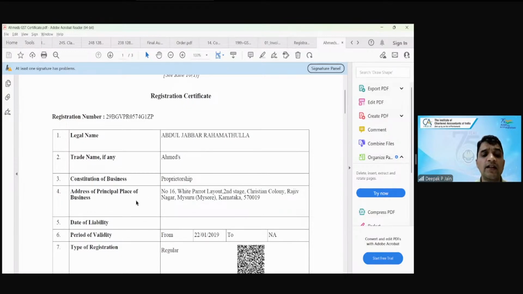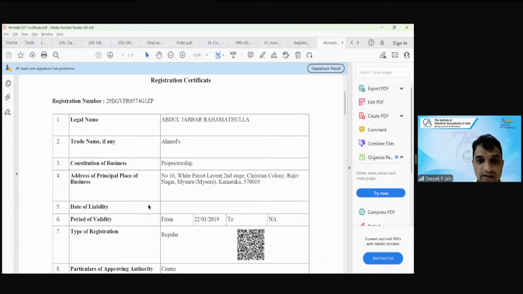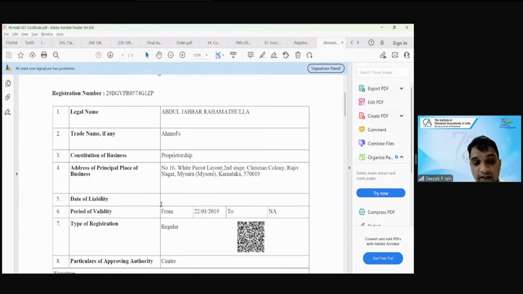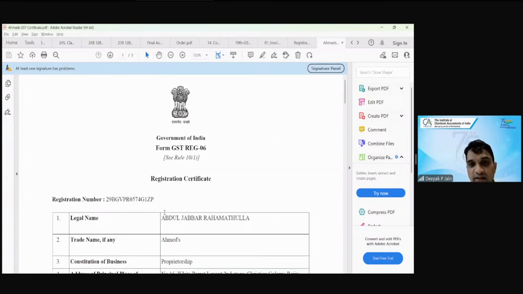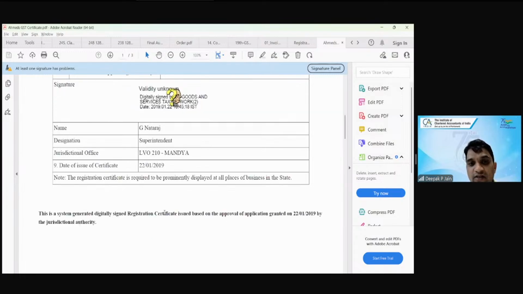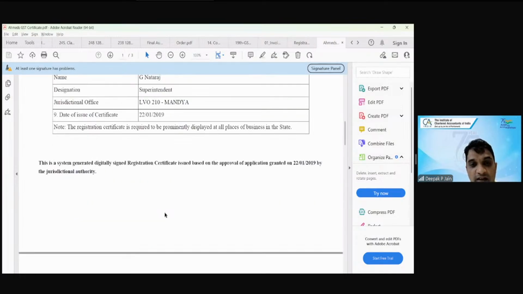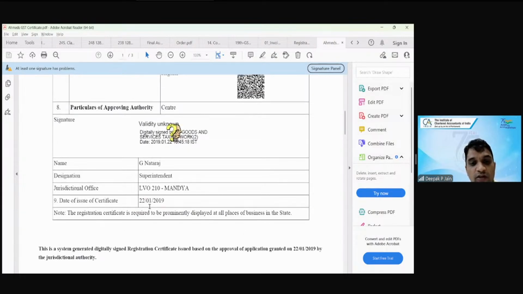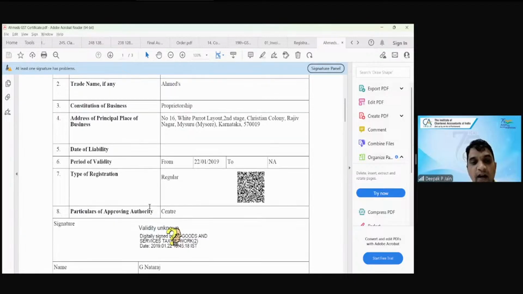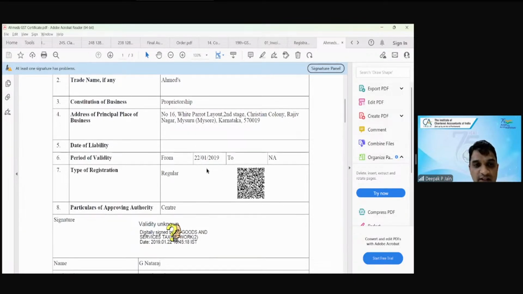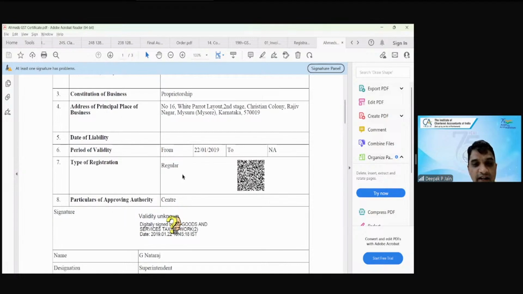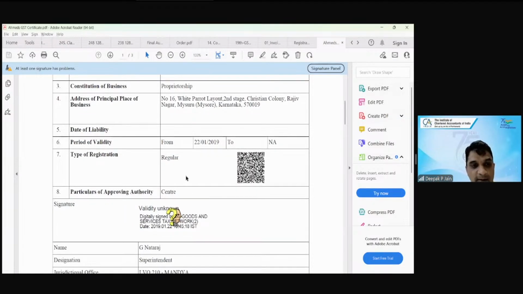That will appear. Then the address of principal place of the business, date of liability and period of liability. So here in this case, both are the same. So date of liability and period of liability is 22nd January. So when did he get the registration certificate? He had got it issued on 22nd, right? And the period of validity is also on 22nd because this is a voluntary registration. Type of registration is regular, not compulsory registration.